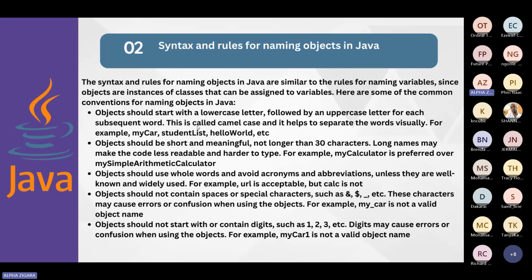Also, objects should use whole words and avoid acronyms and abbreviations unless they are well known and widely used. Objects should not contain spaces or special characters like ampersand, $, hyphen, underscores, and so on. Objects should not start with or contain digits such as 1, 2, 3, etc. This may cause errors and confusion.